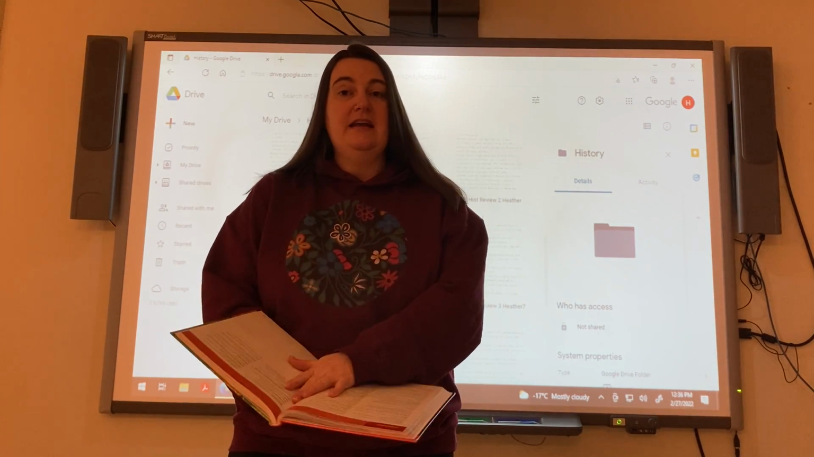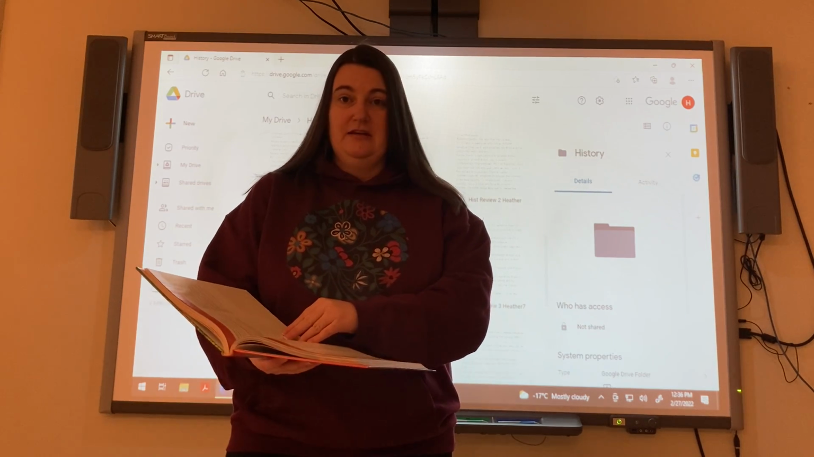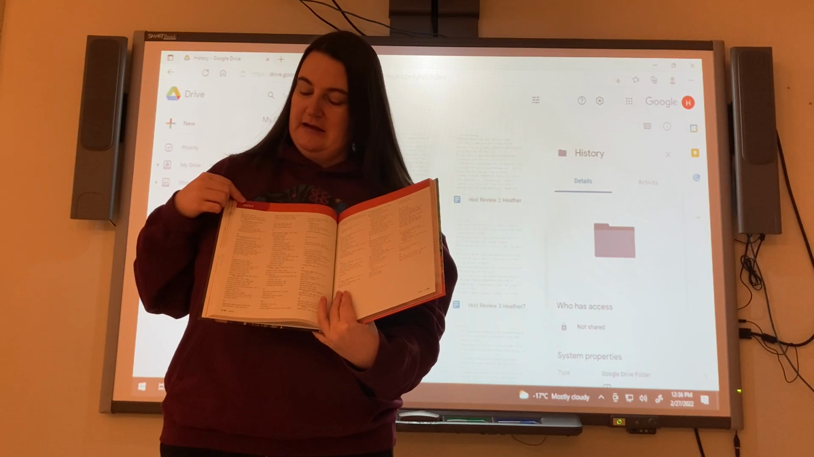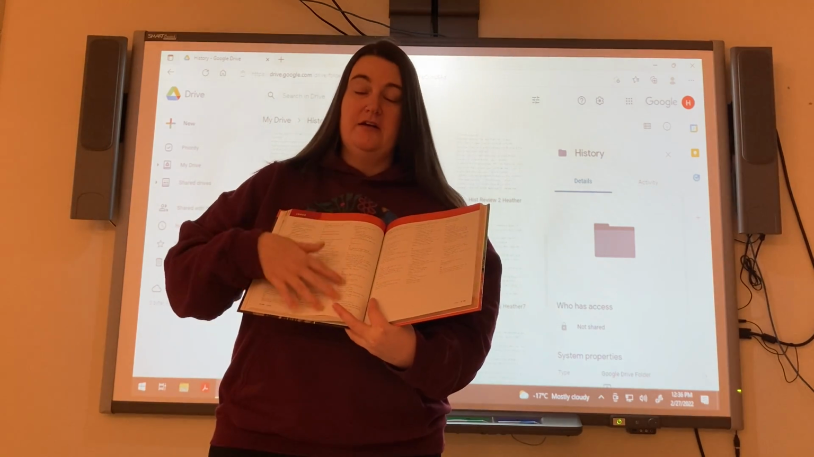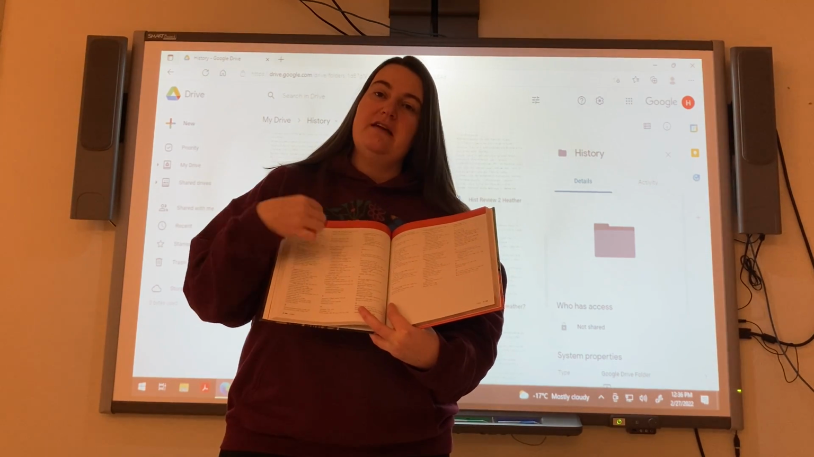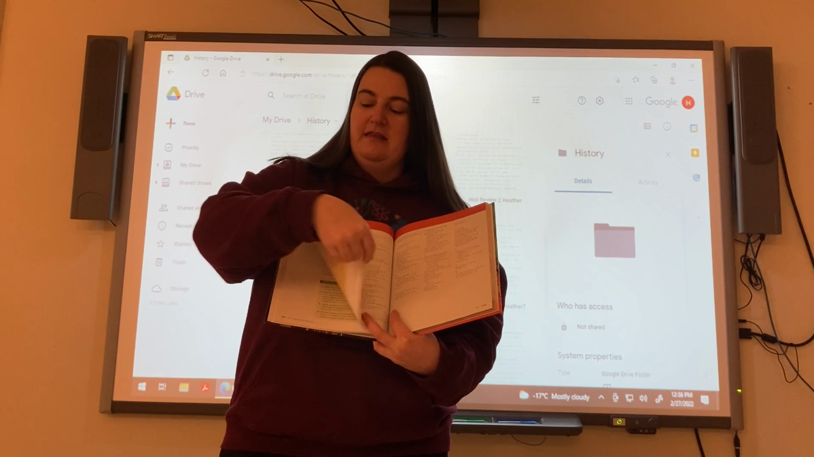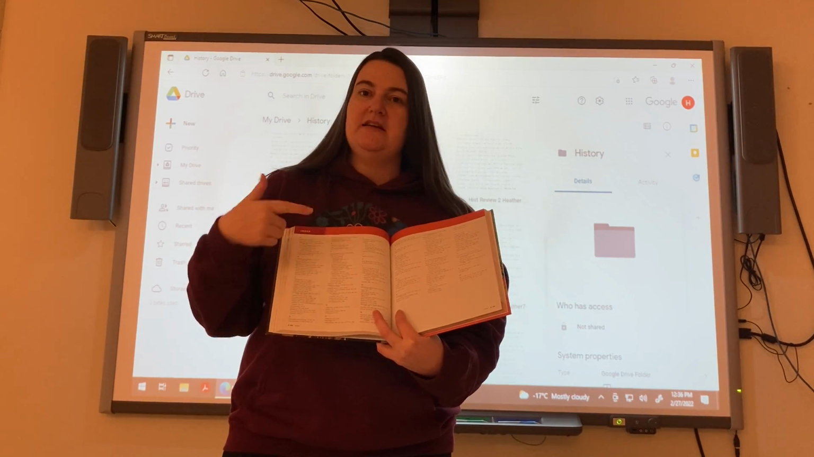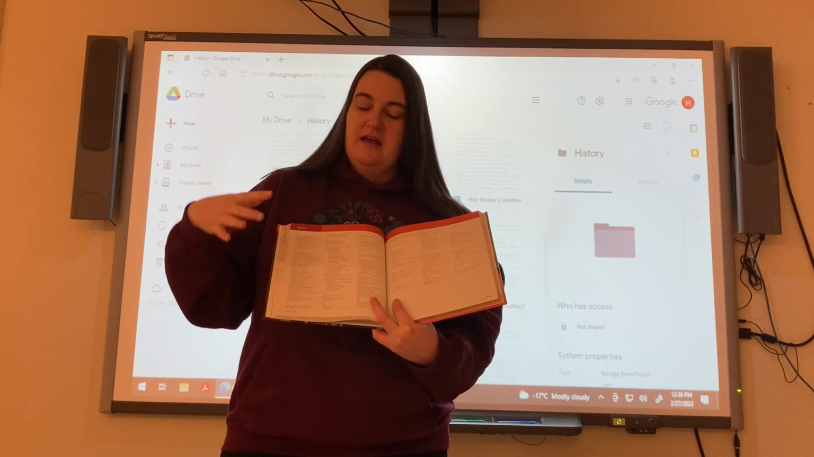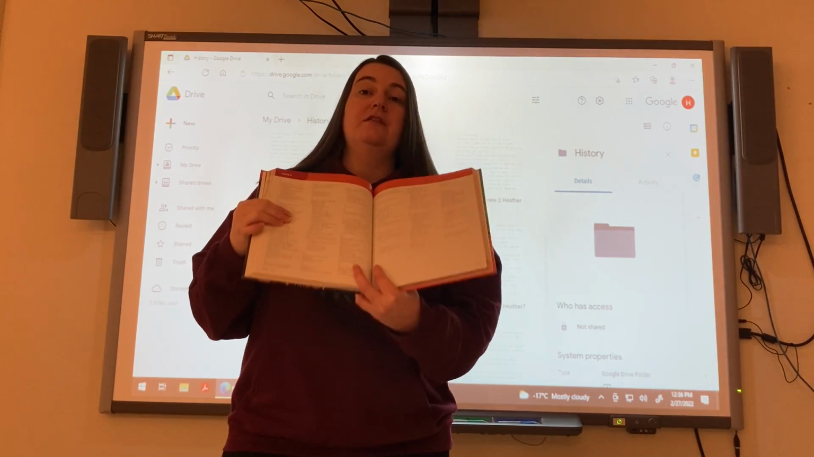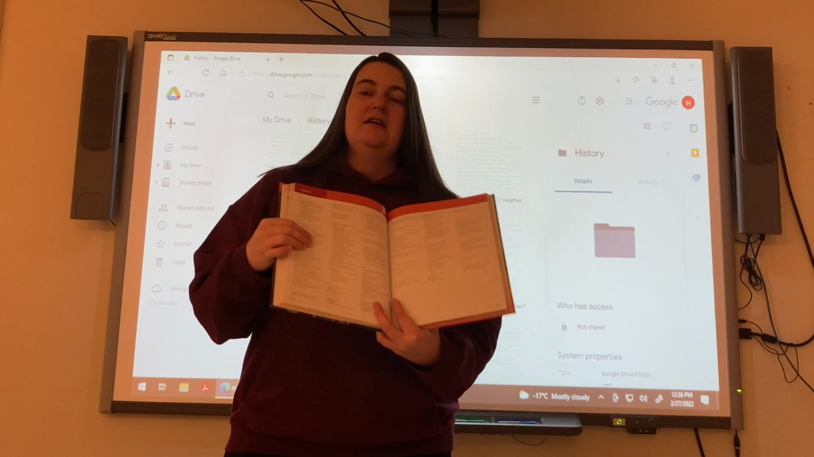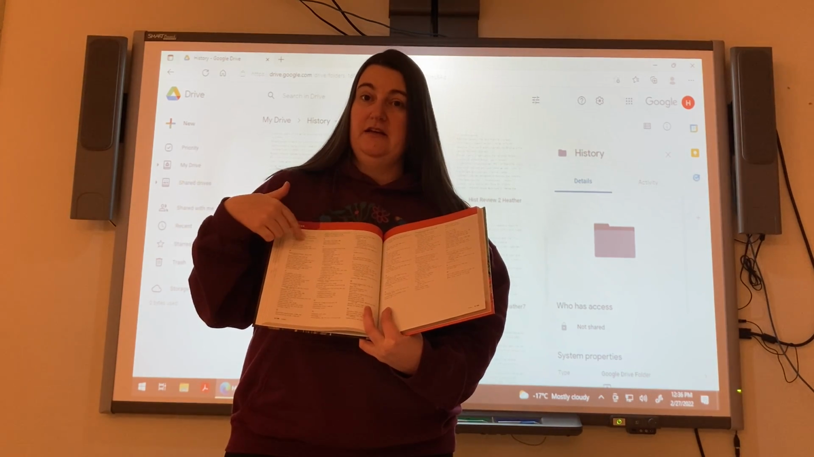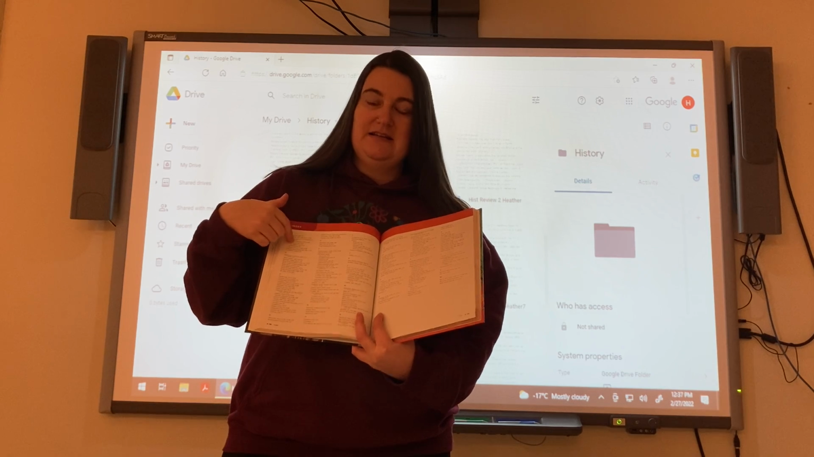If you can't find anything in your glossary, you can also use what's called the index. The index is longer and it gives you the direct page numbers that are in your textbook about specific people, places, concepts, events that are specifically what we learned this year in history. So you've got your Google Drive, you've got your glossary, you've got your index.